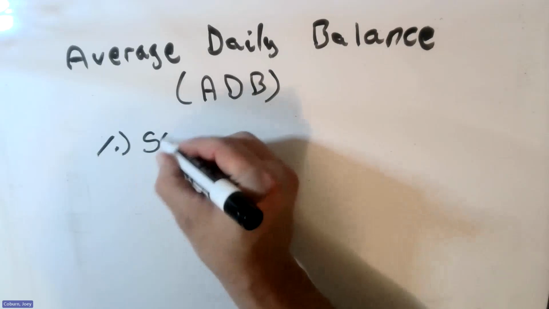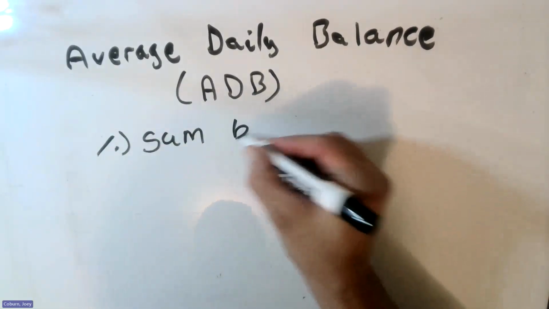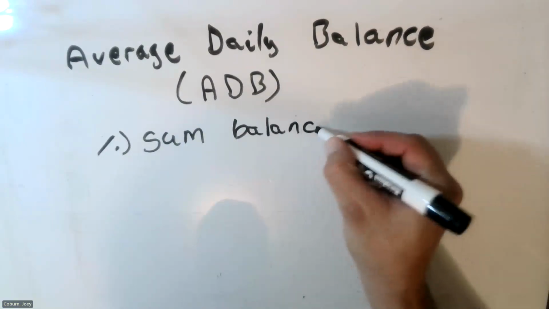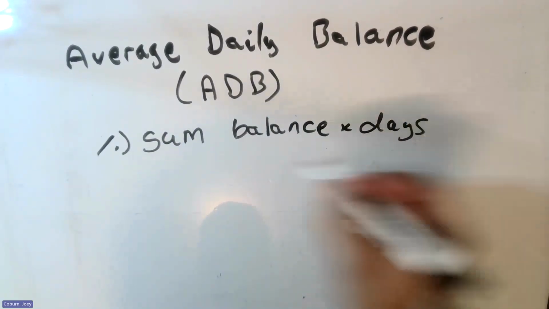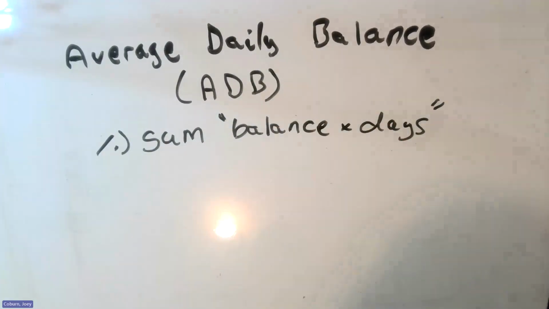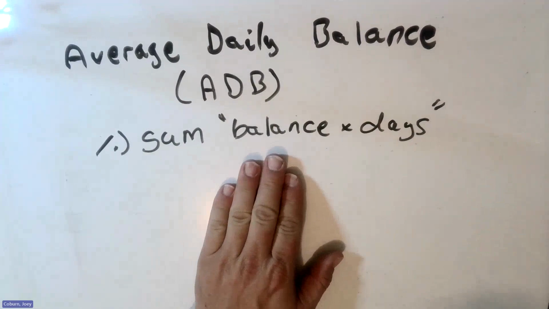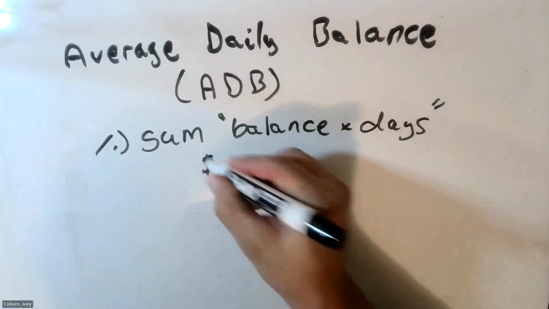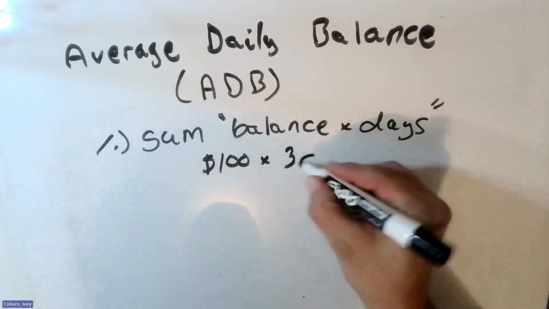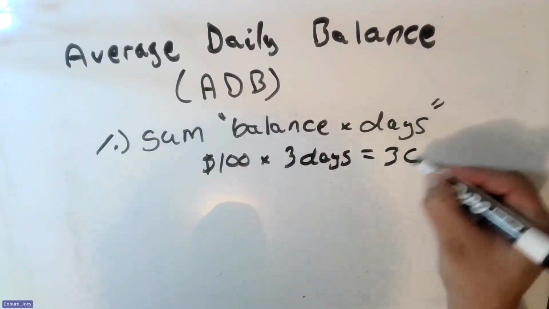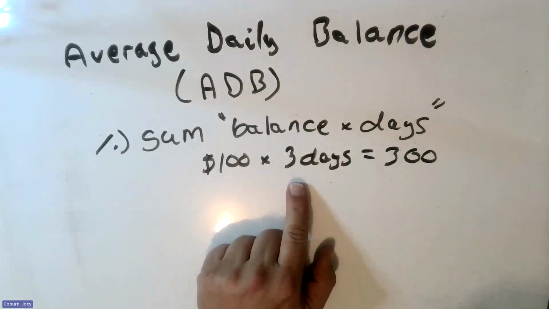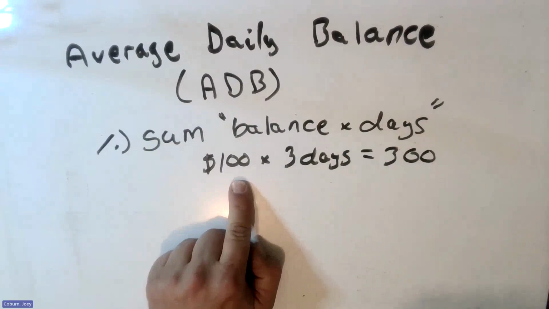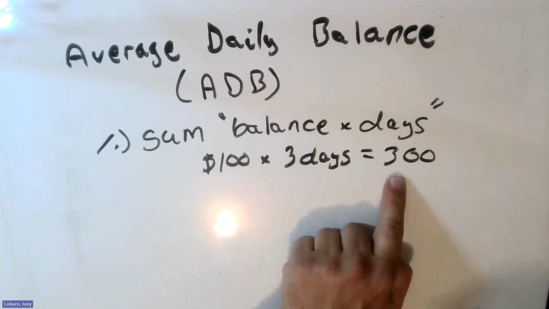The first one is we're going to sum balance times days. And so what will happen, we'll have a balance, say for 3 days in a row. And it's always going to be usually consecutive days. For 3 days in a row, we have a balance of $100. So what we'll do is we'll take $100 times 3 days, and we get 300. And that's again, if for say Monday, Tuesday, Wednesday, our bank account has $100 in it, each of those days. So we'll take the $100 times the number of days to get 300.